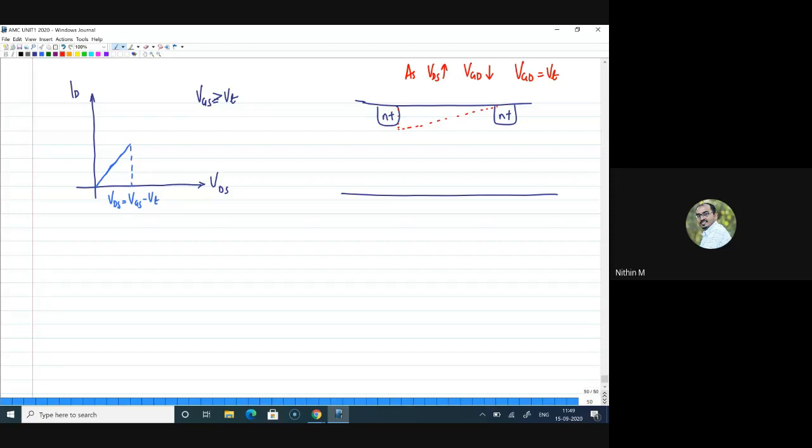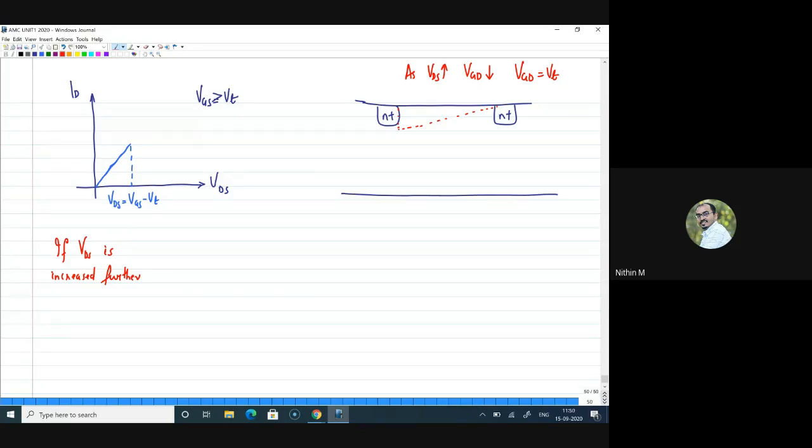Now if you're still increasing your VDS, even after this, what happens? If VDS is increasing, then your VGD becomes still lesser. If VGD is becoming less, what will happen at the drain end? Can you tell me, can I get some response? If VDS is increased further, initially the channel tapered. Now what will happen? Any response?